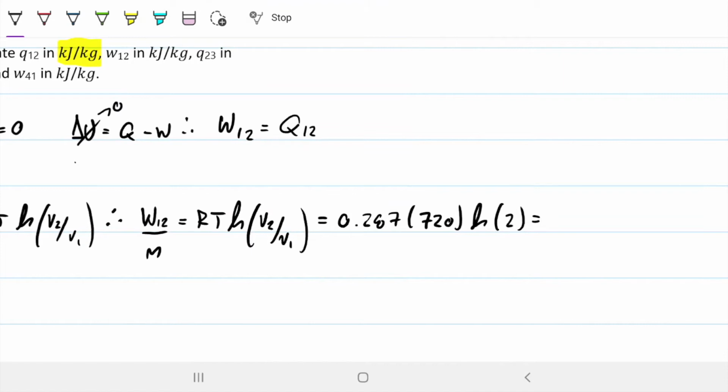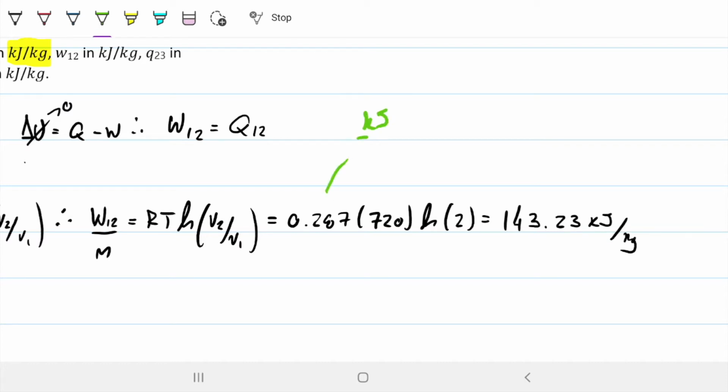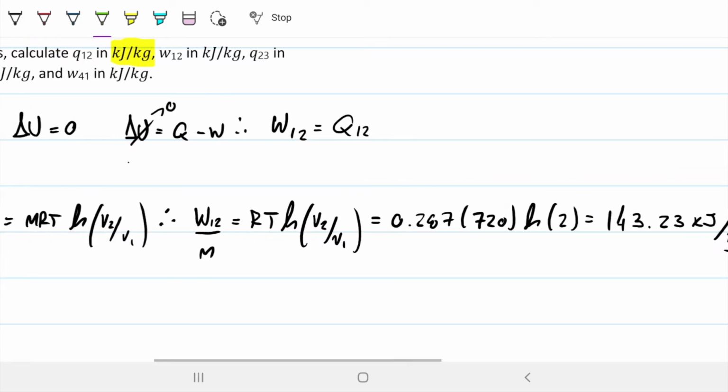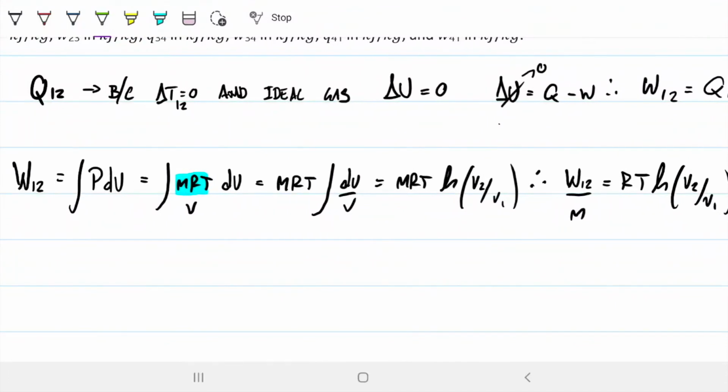That gave me 143.23, and that is kilojoules per kilogram, but we can check to be sure. We're doing kilojoules per kilogram Kelvin and multiplying by this, which is in Kelvin, giving kilojoules per kilogram. There are no units in the natural log. Cool, so that does it for Q12 and work 12.